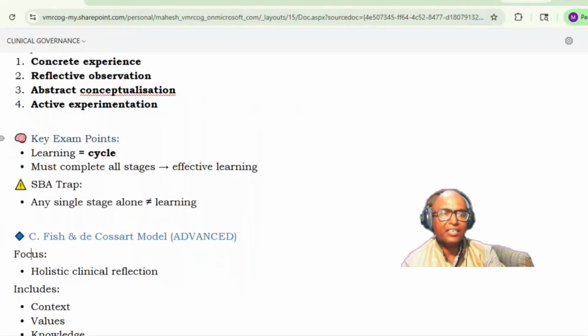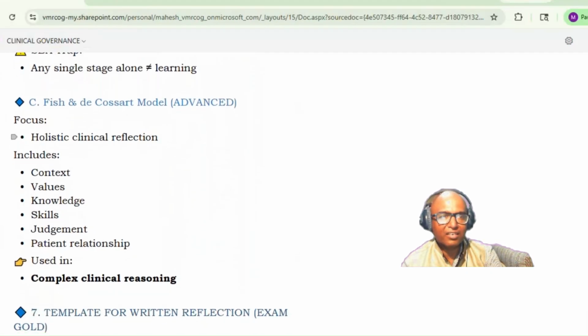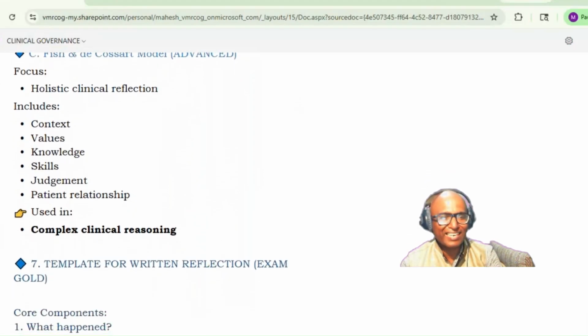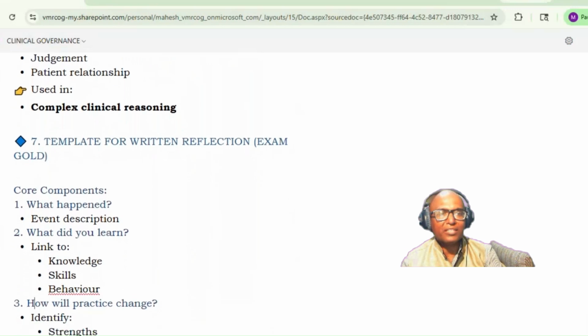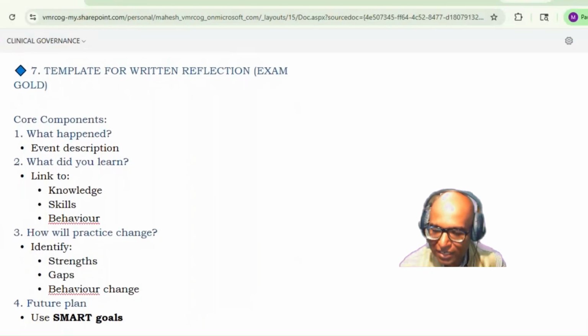Next is the Fish and De Cossart model. Basically, this is a holistic clinical reflection. It includes the context, values, knowledge, skills, judgment, and patient relationship. It is used in complex clinical reasoning. Now, what is the template for written reflection? When there is a reflection, the trainee has to write the reflection.